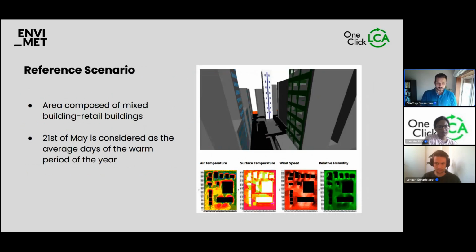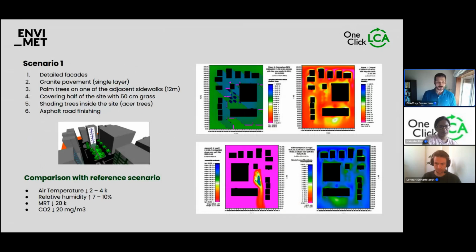Next slide, please. So the reference scenario, the case study, is in an area composed of mixed and retail buildings. It was made around the 21st of May, which is considered an average warm day. So it's really to see a representative day in the region. Next slide, please. The idea of the first scenario was to add some detailed facade, change the pavement, add some palm trees, covering half of the site with grass, some shading trees inside the site, and some asphalt road finishing.